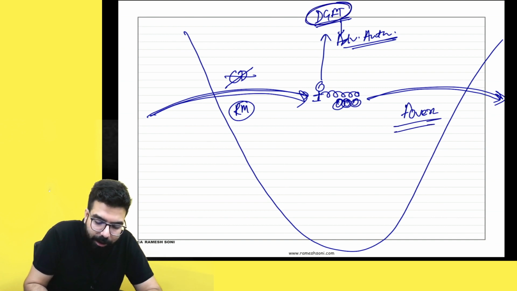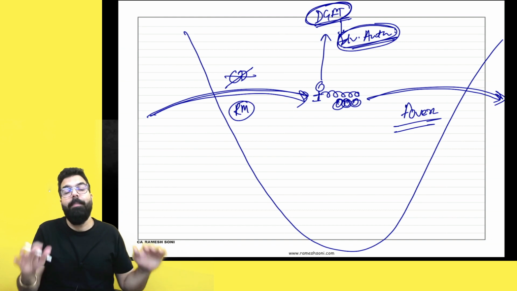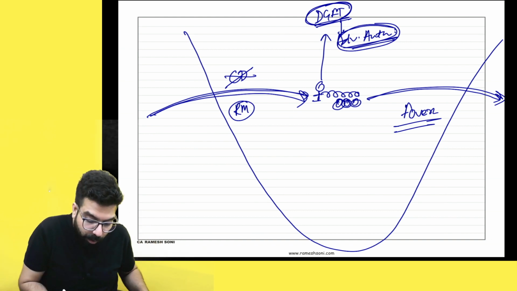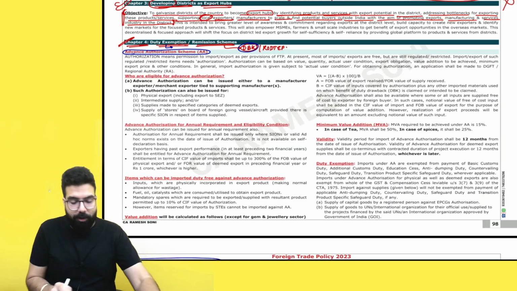Here they have gone ahead and told DGFT says you can take an advance authorization. That's all is the advance authorization scheme. If you have the advance authorization, you can import without payment of any custom duty. Chalo, let's go ahead and talk about advance authorization.